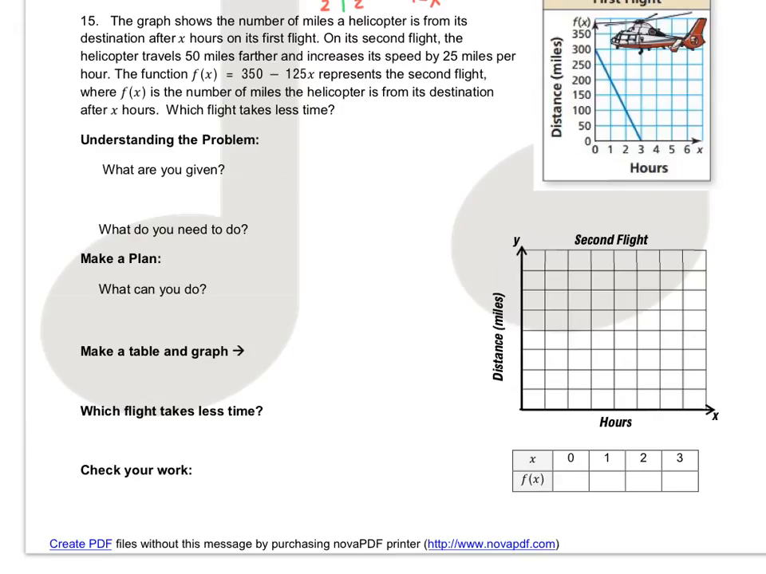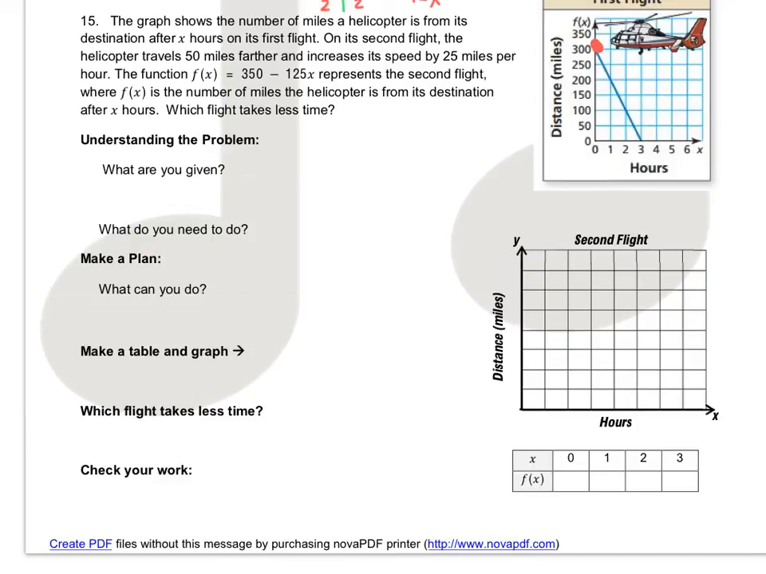And last but not least, we have problem 15. The graph shows the number of miles a helicopter is from its destination after x hours on its first flight. So let's look at the graph. So it starts off at 0 hours. It says it's 300 miles from its destination.